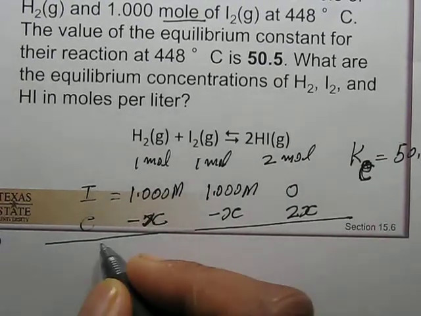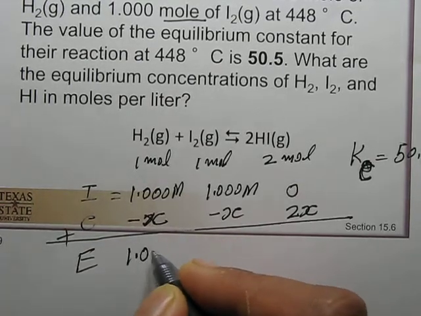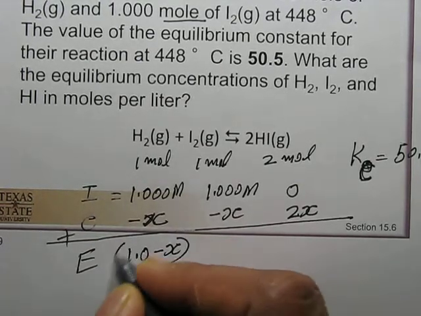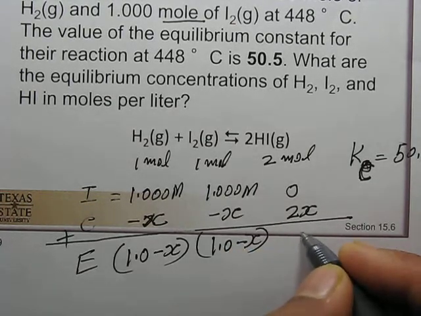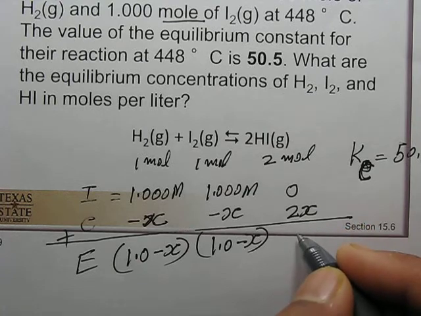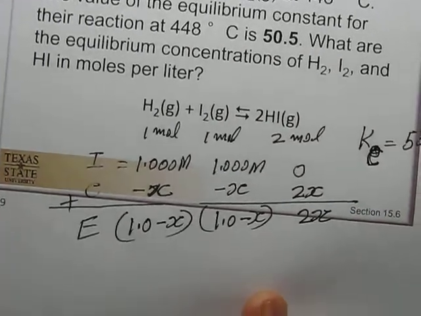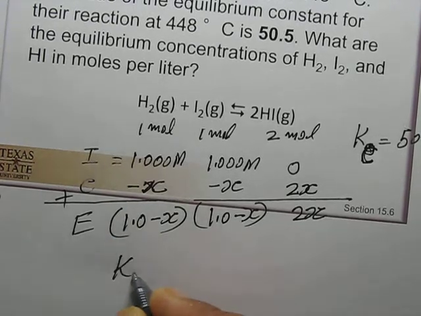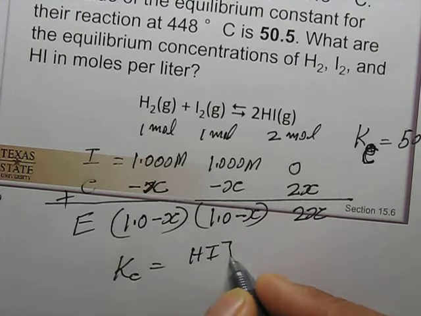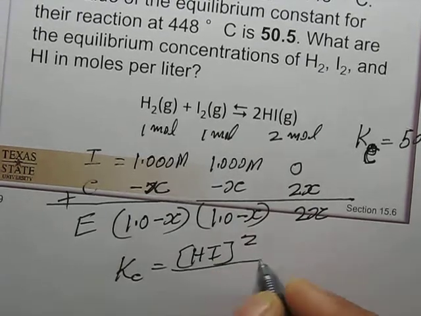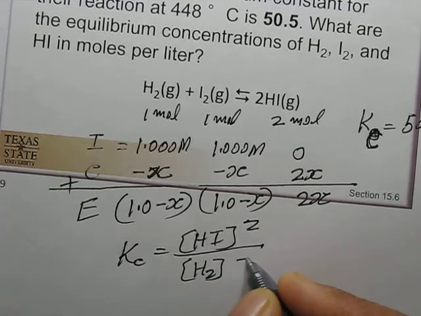And what will be the equilibrium? We can add these two together to get the equilibrium. So 1.0 minus x, 1.0 minus x, and then 0 plus 2x will be equal to 2x. So this is the equilibrium concentration. Now we can write the Kc value will be equal to the product, means HI raised to the power 2 divided by hydrogen and iodine.